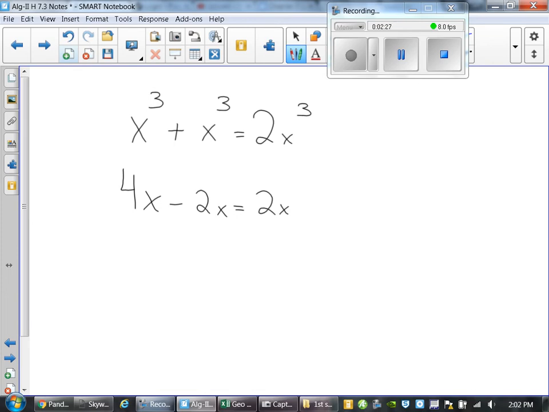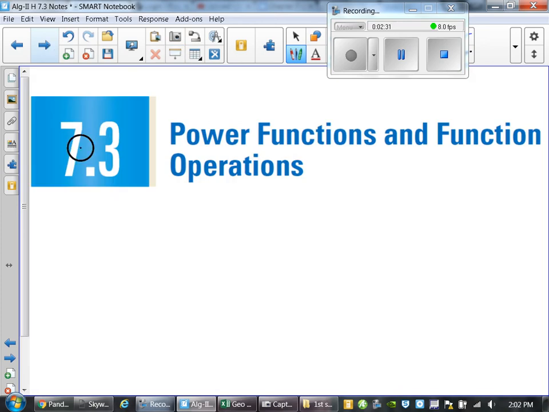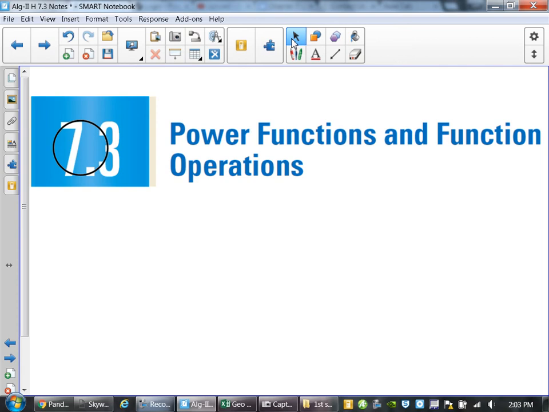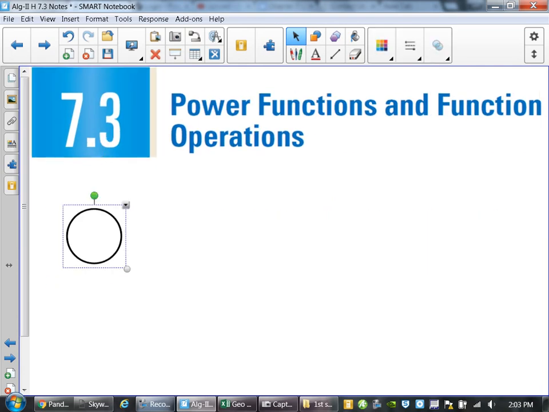Okay. Let's talk about power functions and function operations. So we're going to look at a lot of stuff in terms of function notation: f of x, g of x, h of x, things like that. I know that you guys have all seen this before.